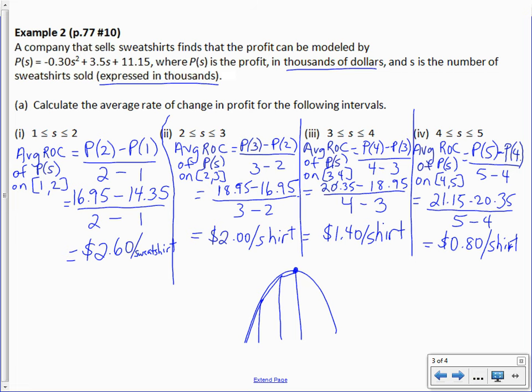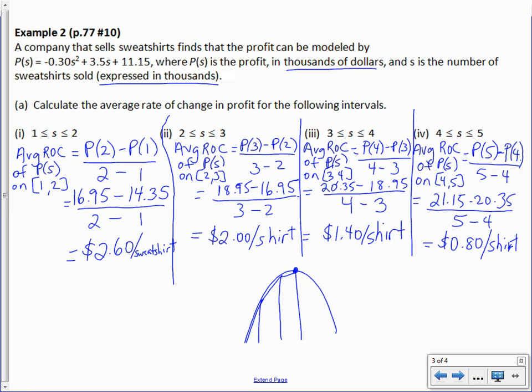Whenever you were asked these questions before now, it's always been what price or how many shirts should they sell to make a maximum profit? You would pick the x value of the vertex because you want to make the max profit. But as you get closer and closer to that, if you think about rates of change, your rates of change are actually getting smaller and smaller. But as long as the rate is positive, you're still making more money.